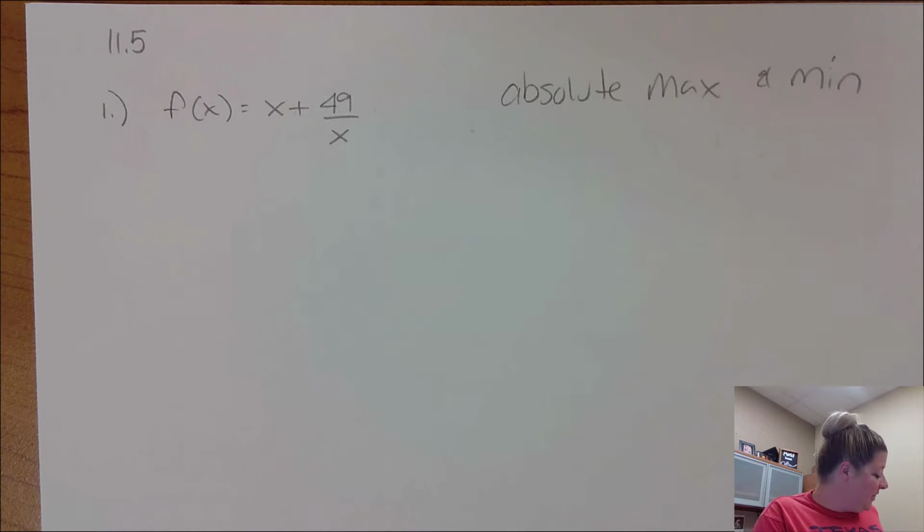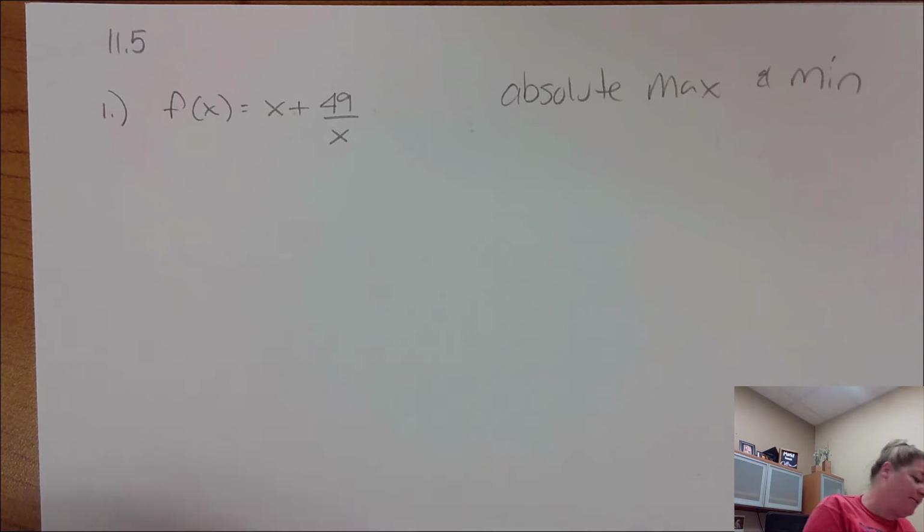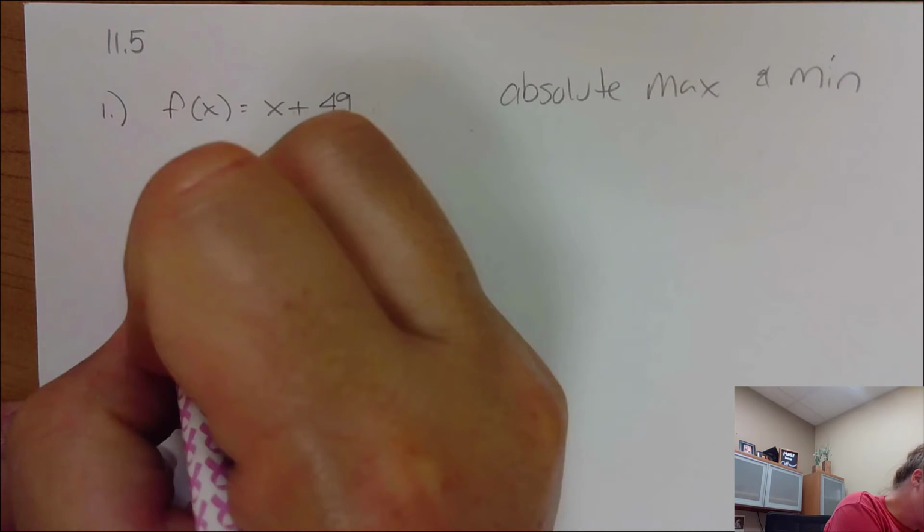Okay, so if we look at this one, what would we do first to find the absolute max and min? Well, this one doesn't have endpoints, so we only have critical values to check. So what do we do to find those? We do the derivative. So let's rewrite the original.